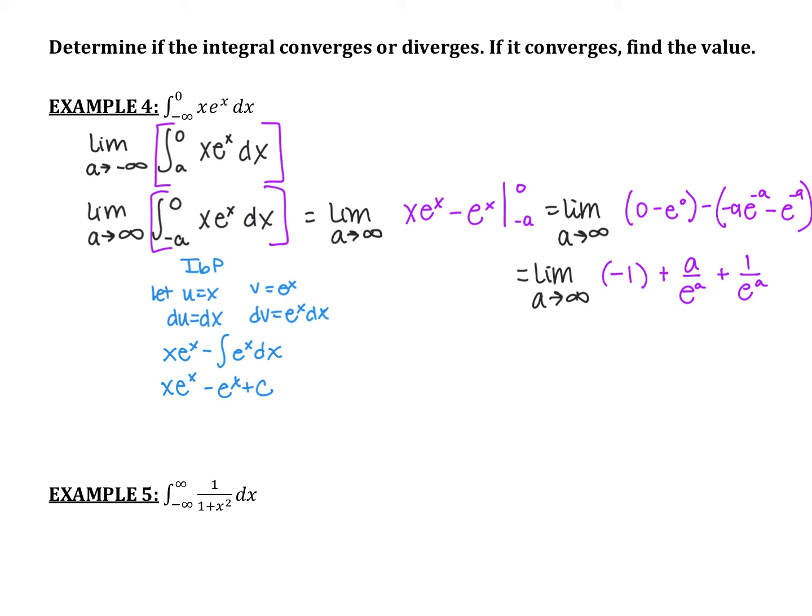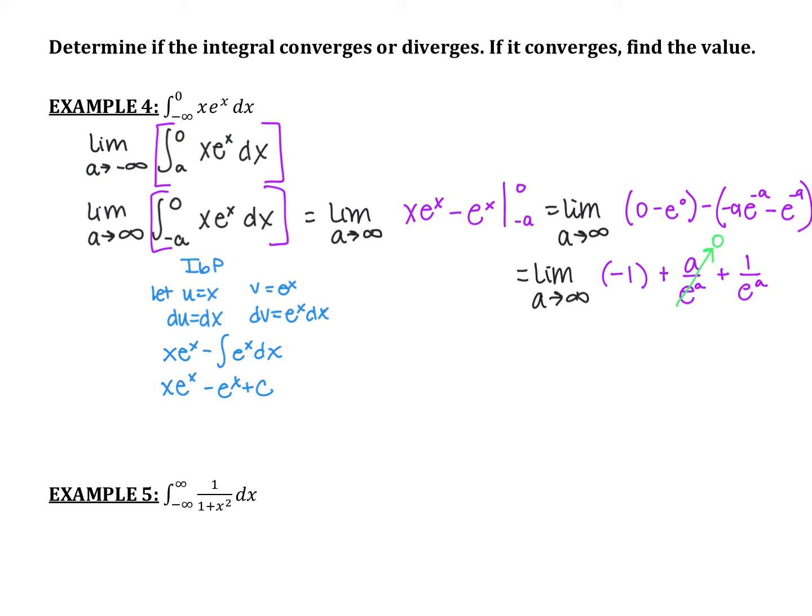I'm trying to find the limit as a approaches infinity. Okay, I know in this first function I have a polynomial and I have an exponential. Which is bigger? Which is growing faster? We know an exponential grows faster. So since the exponential is in the denominator, the limit as a approaches infinity is just 0. So this limit is 0.